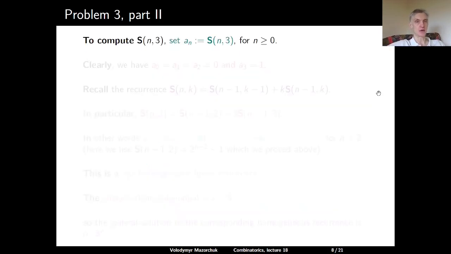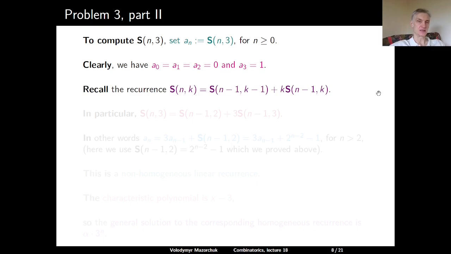Now to compute S(n,3), let us denote it by a_n, n greater than or equal to 0. Clearly a_0, a_1, and a_2 are 0, and a_3 is 1. And what we will now do is establish some recurrence for this a_n. Recall that Stirling numbers of the second kind satisfy the recurrence S(n,k) equals S(n minus 1, k minus 1) plus k times S(n minus 1, k). So in particular, S(n,3) equals S(n minus 1, 2) plus 3 times S(n minus 1, 3).